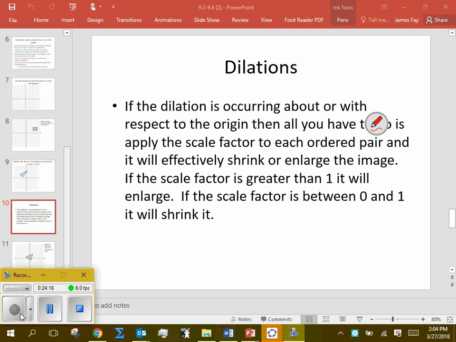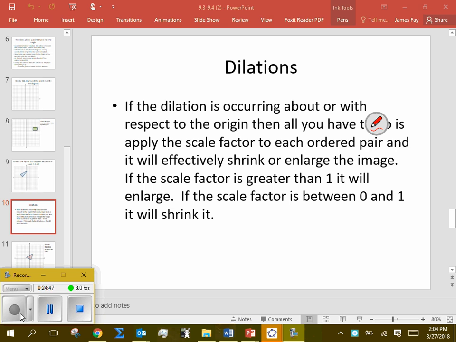So when we do dilations, we are generating similar figures. They're not a rigid motion or an isometry, which says that distance was saved. When you moved or rotated an image, the pre-image and the image were congruent, right? When you do dilations, the image and the pre-image are similar because distance is not saved. So dilations are not a rigid motion.